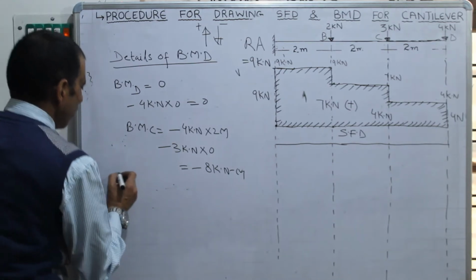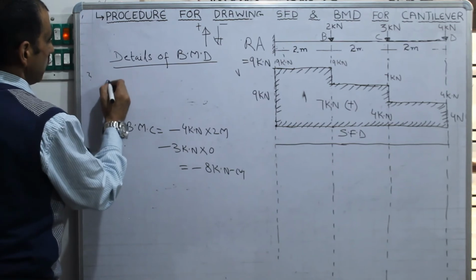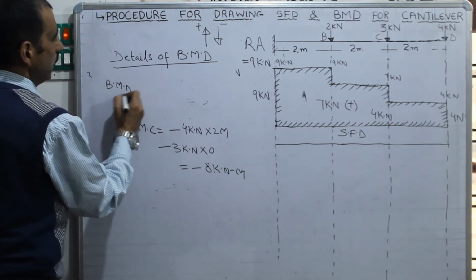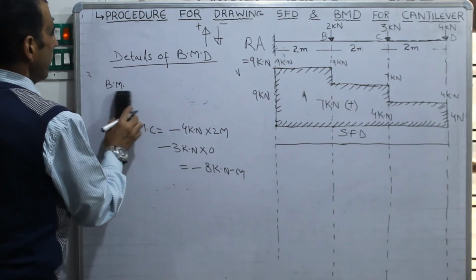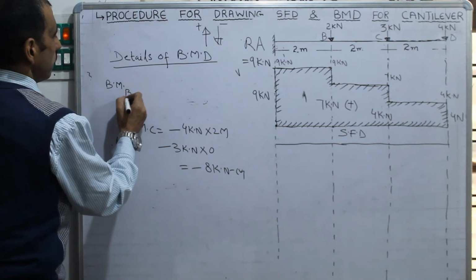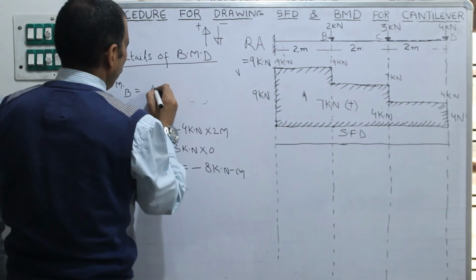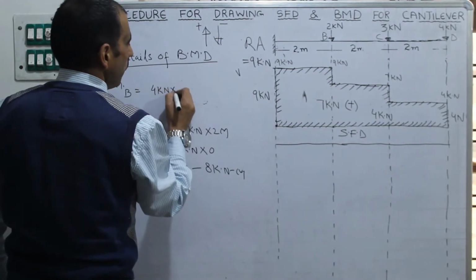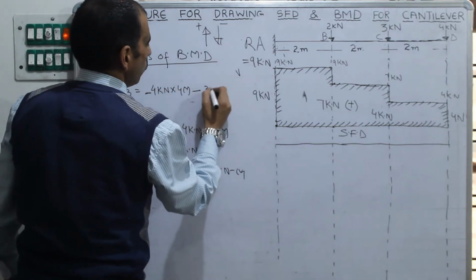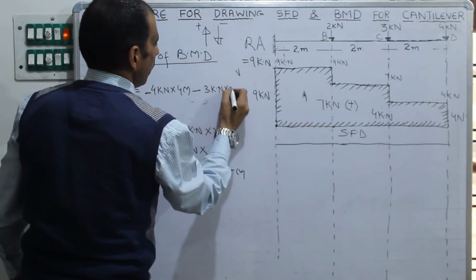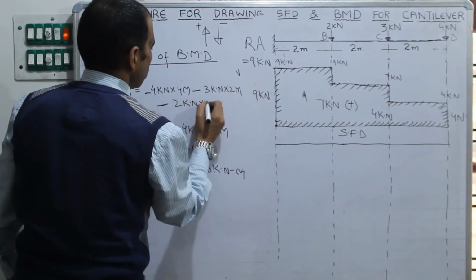After that, bending moment at B. Okay, bending moment at B, that is 4 kilonewton multiplied by 4 meter minus 3 kilonewton multiplied by 2 meter minus 2 kilonewton multiplied by 0.